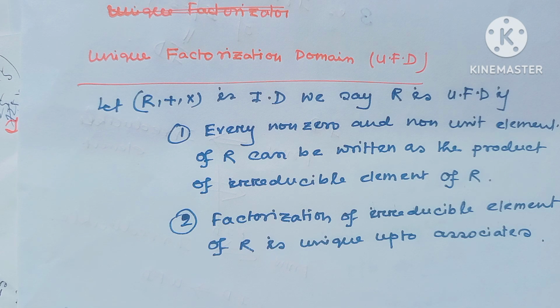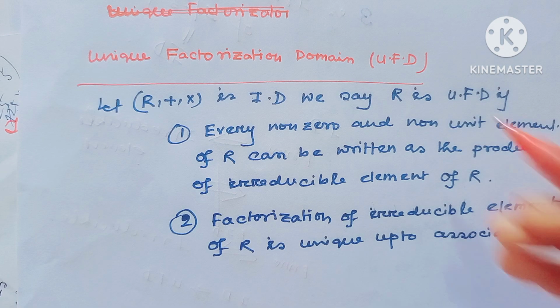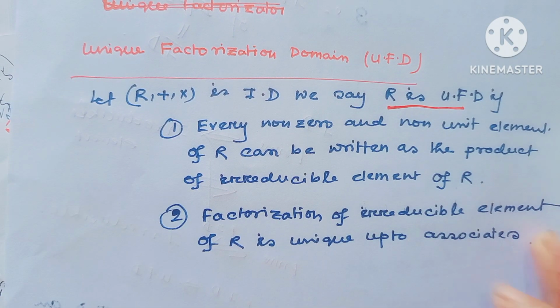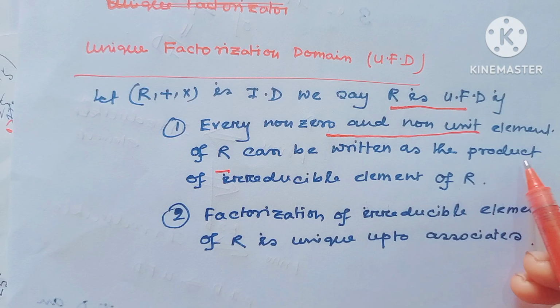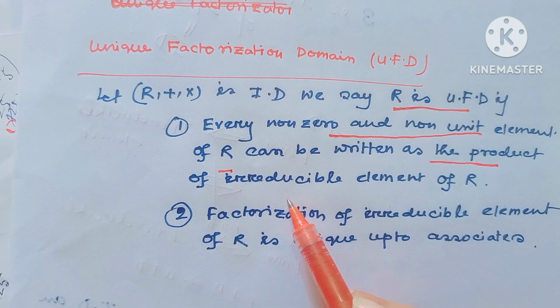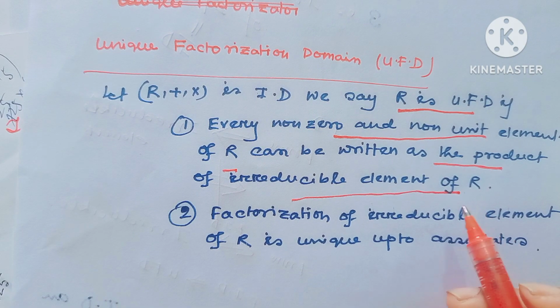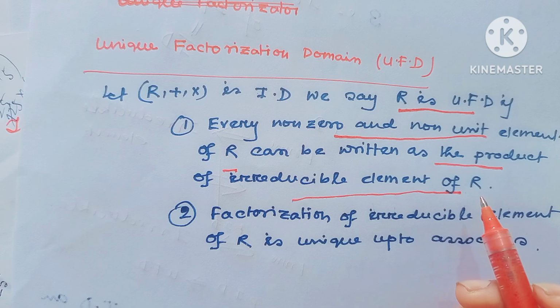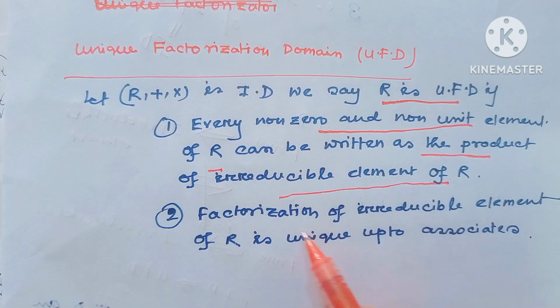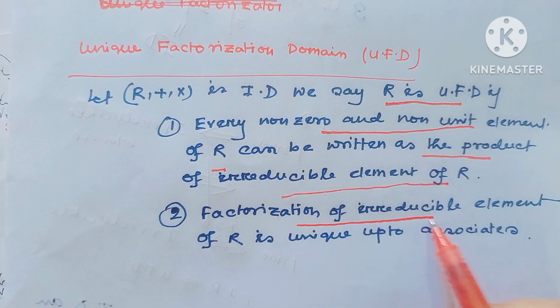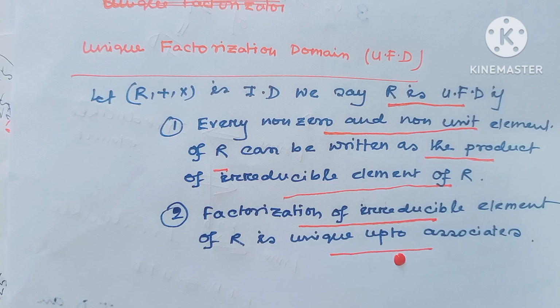What is unique factorization domain? Let R be the ring, an integral domain. Then we say that R is UFD if every non-zero and non-unit element of R can be written as product of irreducible element of R. If we can write every non-zero non-unit element as product of irreducible element, and factorization of irreducible element is unique up to associate.